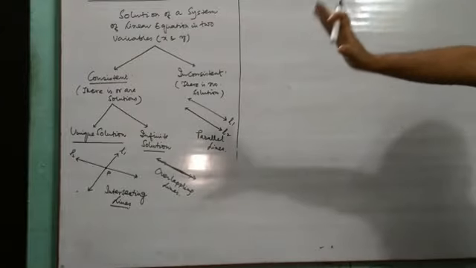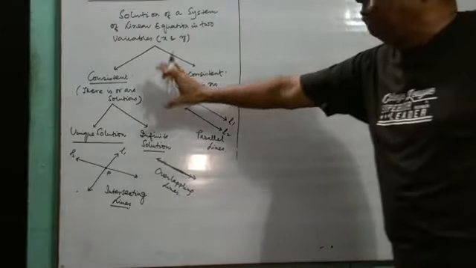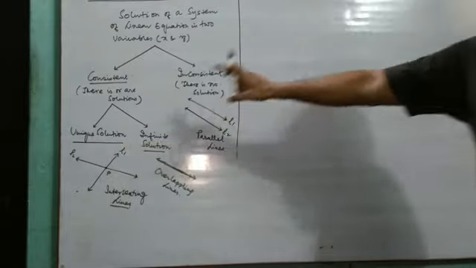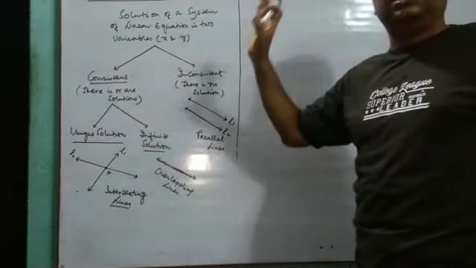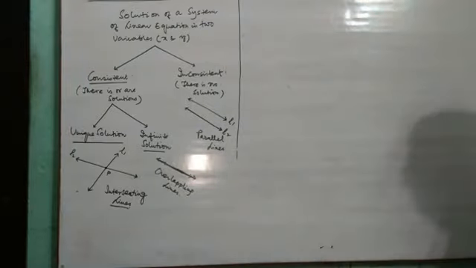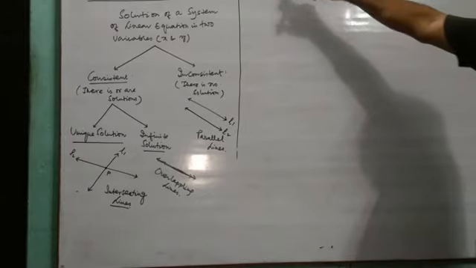We will now discuss one by one. First, we will take an example to show unique solution, then infinite solution, and then finally no solution. I have written a question on the board.